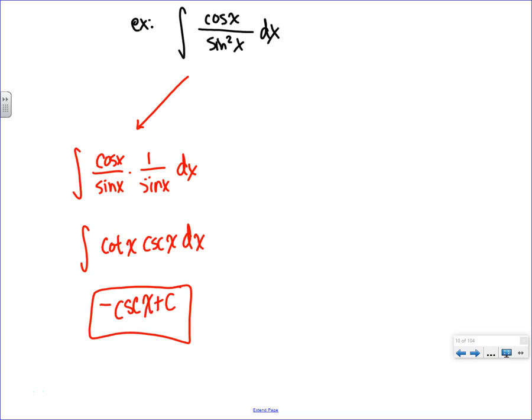A couple of you went straight there. What's another way? So, sine squared to 1 minus cosine.